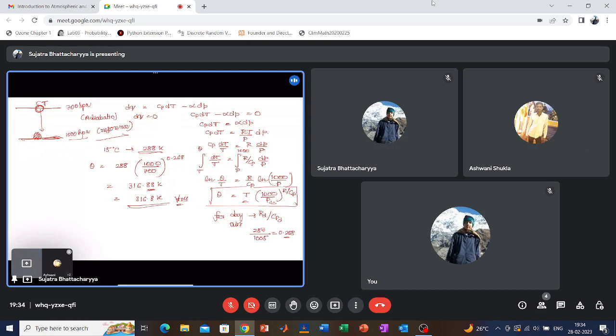So a parcel at 700 hectopascal height with temperature 15 degrees Celsius, if we bring this parcel back to 1000 hectopascals, then its temperature will be 316.8 Kelvin. Or, with respect to 1000 hectopascals height or surface, what is the temperature of the parcel at 700 hectopascals? So this is the potential temperature. Fine, this is done.